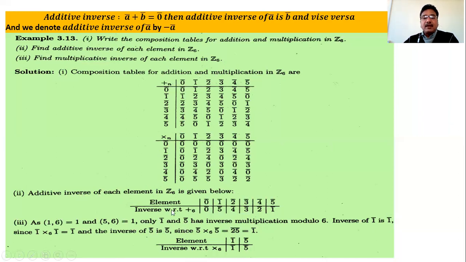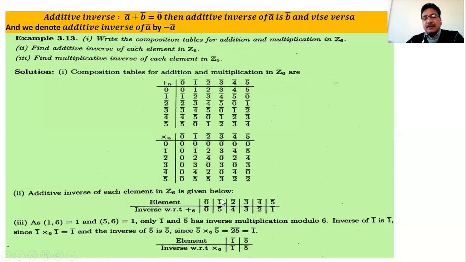And what is the additive inverse? By the definition, their addition is 0 bar. So 0 bar plus 0 bar is 0 bar, and therefore the additive inverse of 0 bar is itself 0 bar. Then 1 bar plus 5 bar is 0 bar, and therefore the additive inverse of 1 bar is 5 bar, and therefore the additive inverse of 5 bar is 1 bar. Vice versa. That is, if a bar plus b bar is 0 bar, then a bar and b bar are additive inverses of each other.